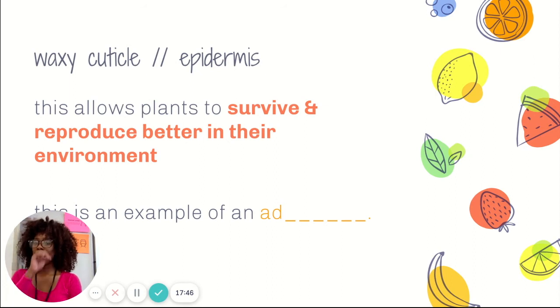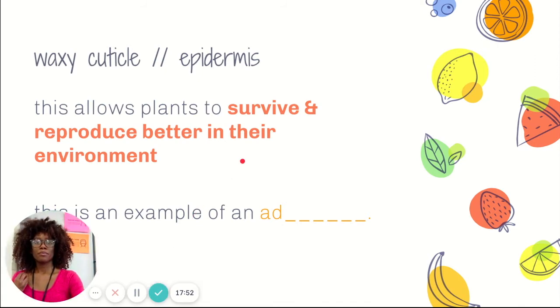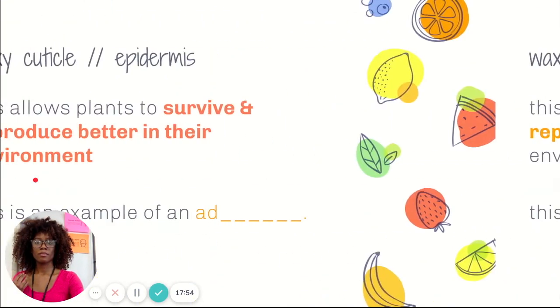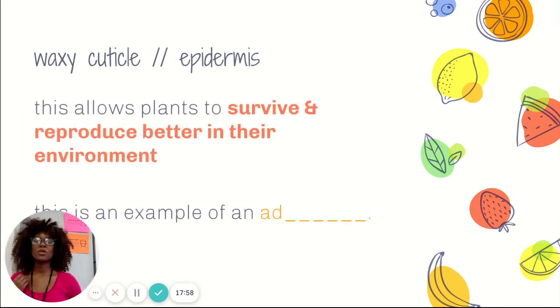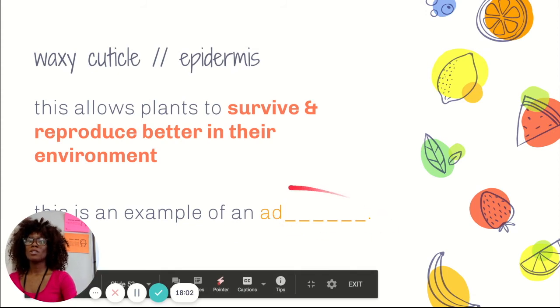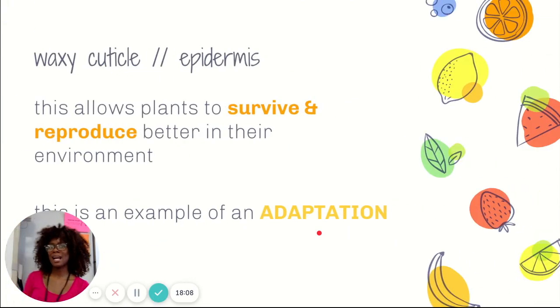This adaptation allows plants to survive and reproduce better in their environment. This is an example of what? Giving you some of the letters, what are the rest? An adaptation, exactly. Adaptations help organisms survive and reproduce better in their specific environment.